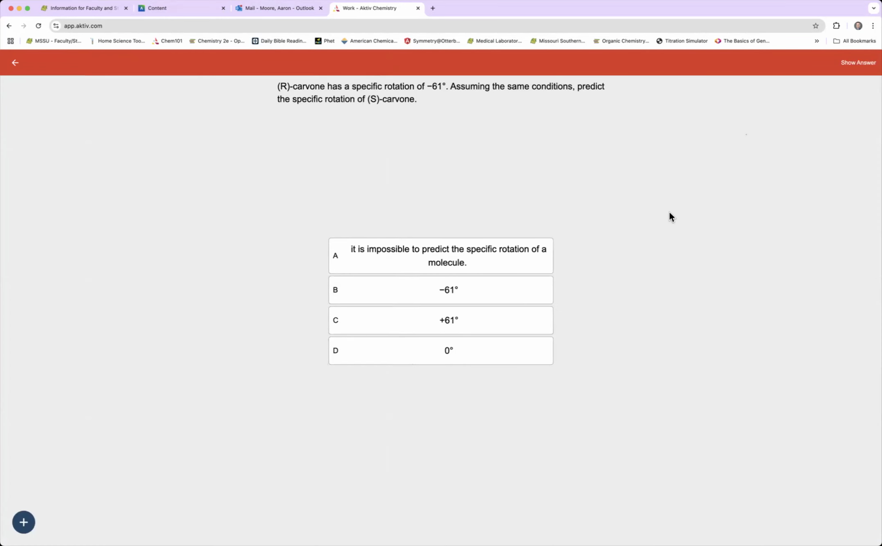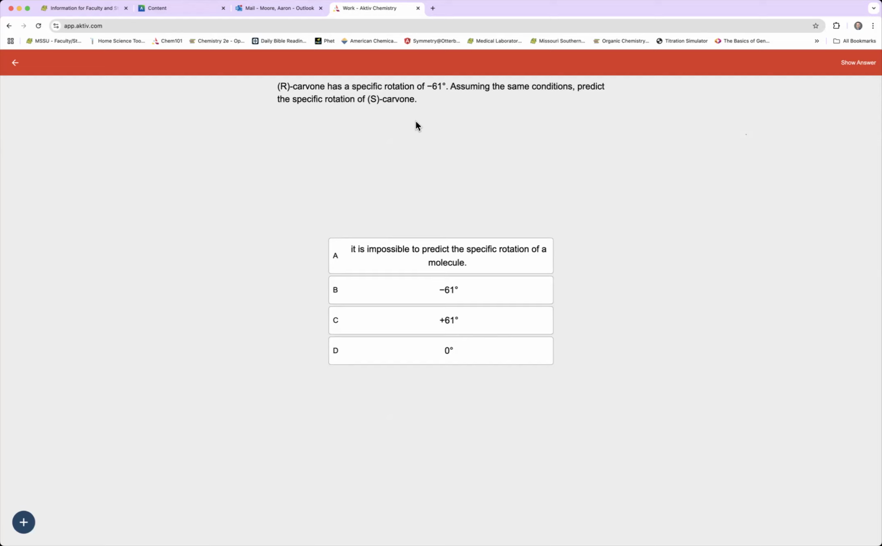Okay, so one of those chiral compounds is carvone, all right? And you can have two enantiomers of that, what they've called here the R version and the S version. And there is a sort of textbook or tabulated value that's important with regard to these, and that's called specific rotation. And so the R version happens to have a specific rotation of negative 61 degrees. Okay. And assuming we've got the same standardized conditions, what would be the specific rotation of the S carvone?